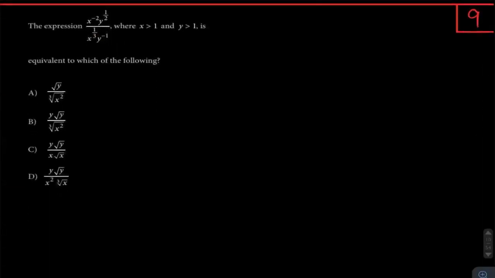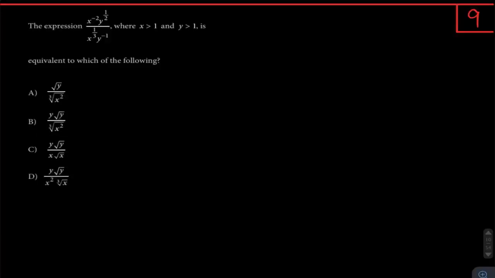So problem 9 gives us a really gross looking thing, and it says that x is greater than 1 and y is greater than 1, and asks which of these choices this thing is equivalent to. Looking at this, we're given a bunch of fraction exponents and some negative exponents, and it looks like the answers don't have any fractions or any negatives in the exponents, so we're going to have to get rid of both of those things.